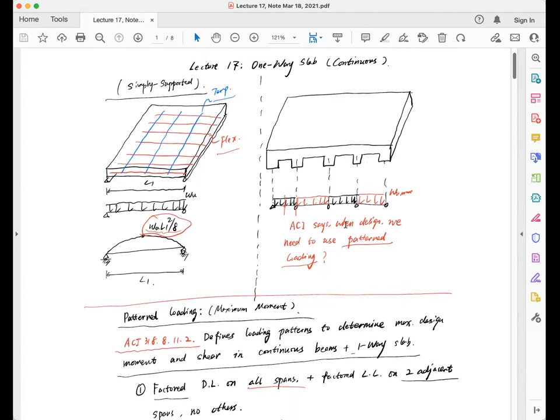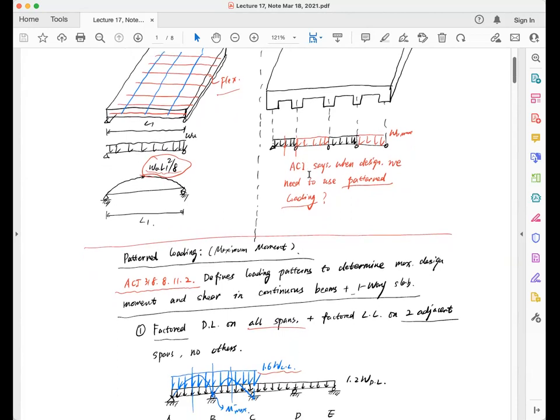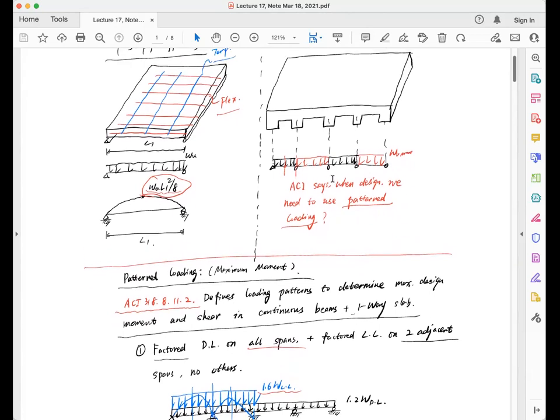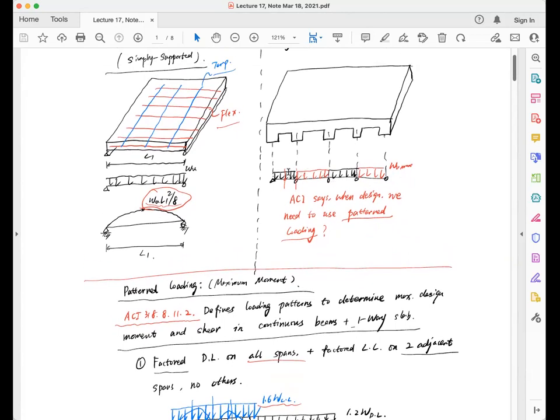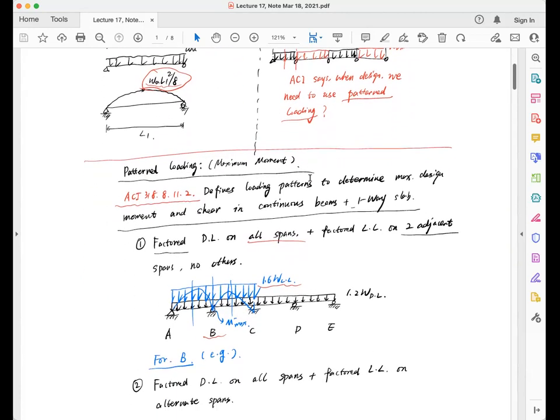And this is what I'm talking about. When you have different patterns of loading, your moment changes, your maximum bending moment changes as well. So realizing that, ACI says, when you design, you have to consider this pattern loading, meaning there has to be a certain pattern that gives you the worst moment distribution. So ACI pretty much defines this pattern. You have to consider the following pattern, and you don't have to run calculations. I will provide you a table to do that.